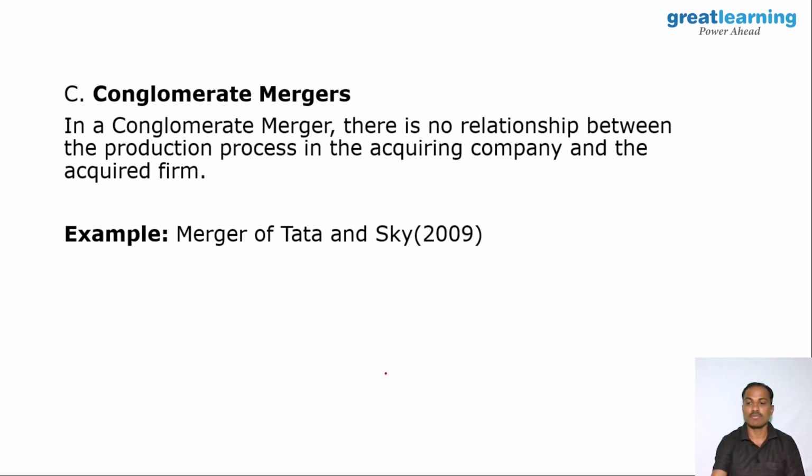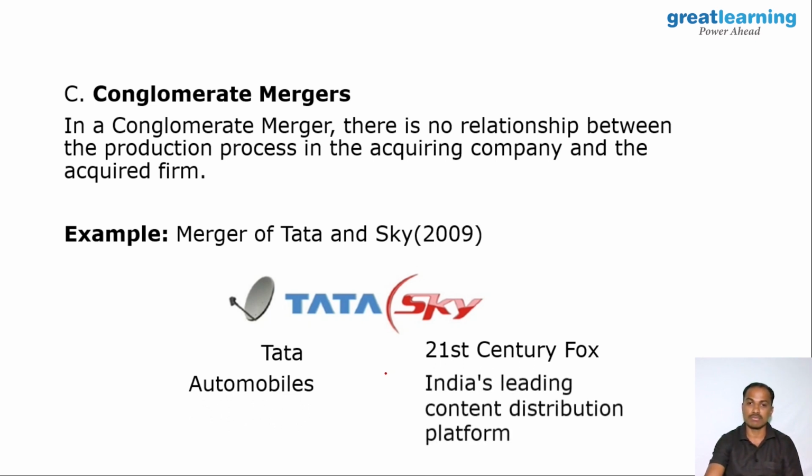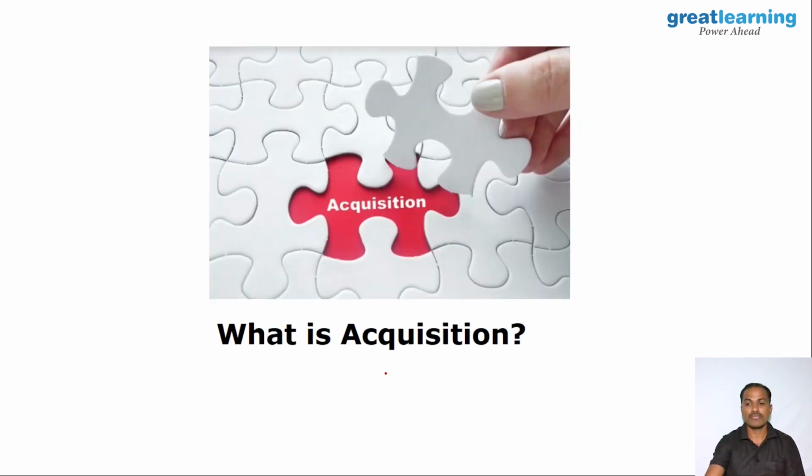For example, the merger of Tata and Sky. You know this. Tata is basically into the automobile segment. Sky is into 21st Century Fox. 21st Century Fox is the mother company, and they're into content distribution platform. They have no relationship at all, but still they come together to form a company called Tata Sky. Now we have understood what is merger. Let's move on to understand what is acquisition.